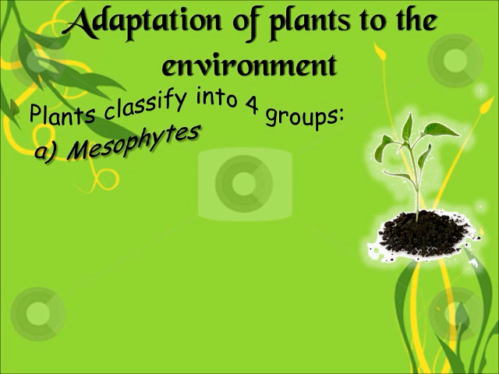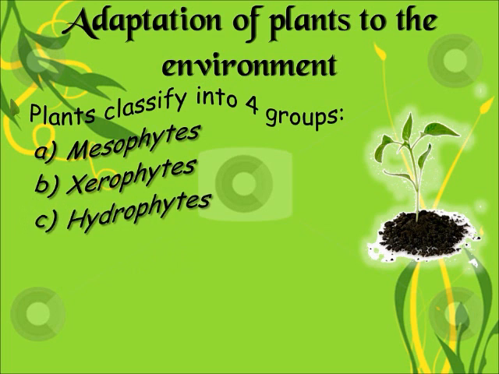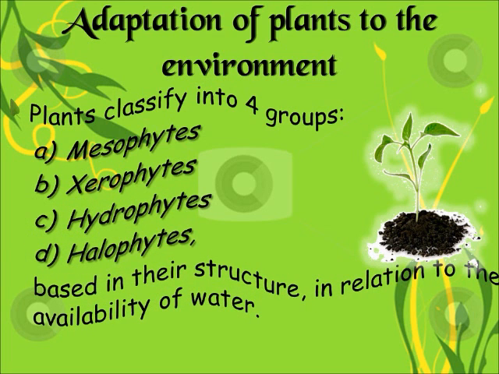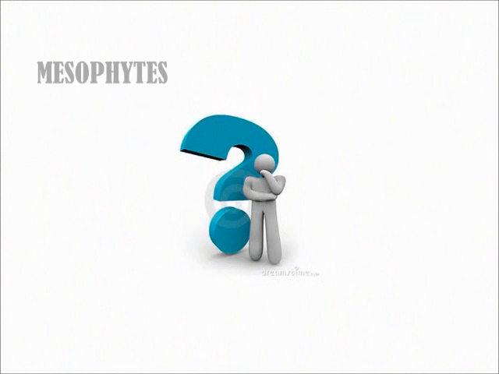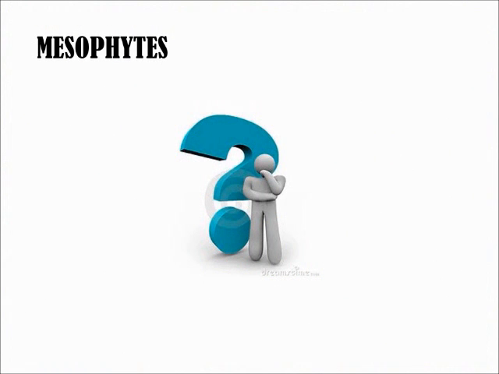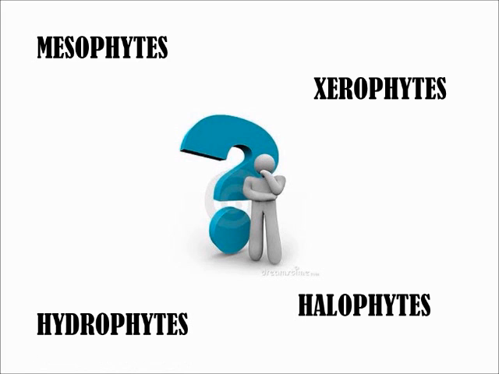Plants are classified into 4 groups, which are mesophyte, xerophyte, hydrophyte, and halophyte, based on their structure in relation to availability of water. So, do you know the meaning of mesophytes, xerophytes, hydrophytes, and halophytes?